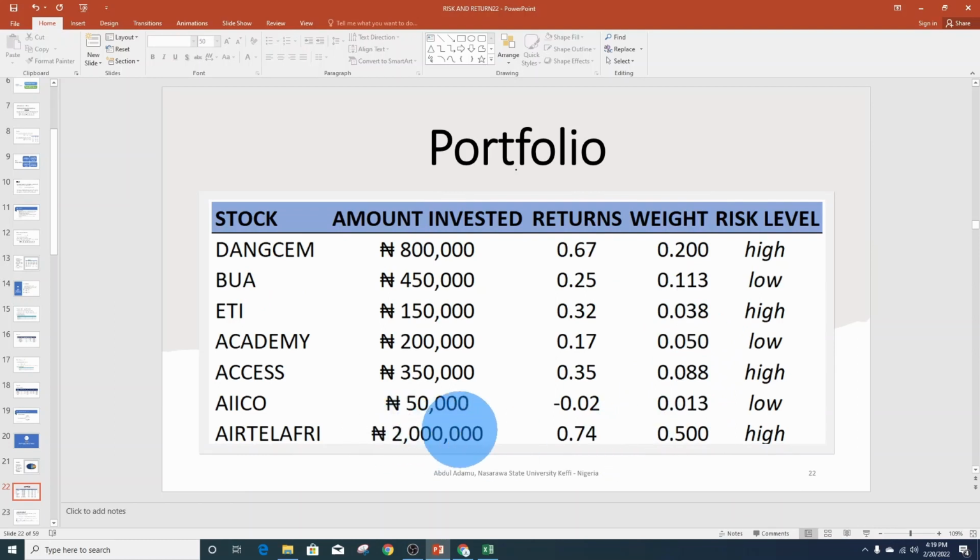Then Airtel, which has 2 million. 2 million out of 4 million is 50%, that is 0.5. So this weight is obtained when we take the individual investment in an asset and divide it by the total investment. That is how we got this weight.